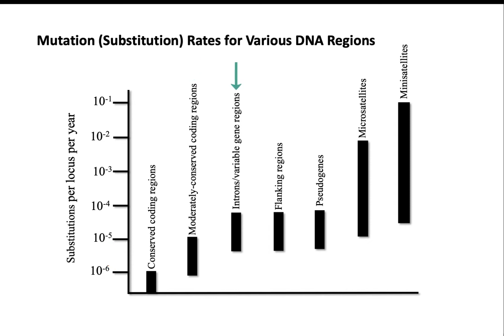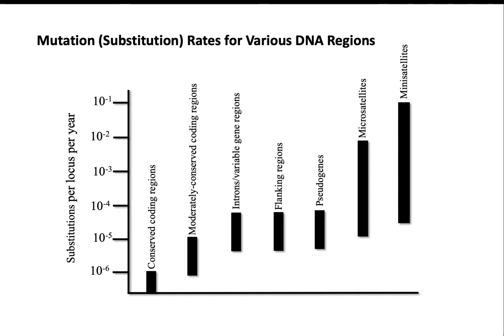Introns change a little faster, between about 3 times 10 to the 4th to about 2 times 10 to the 5th, somewhere in that range. Flanking regions and pseudogenes change at about the same rate. But microsatellites and mini-satellites change much, much faster. In fact, you can record differences in your own body, in your cells, that have changed during your lifetime. So they're changing much, much more rapidly.